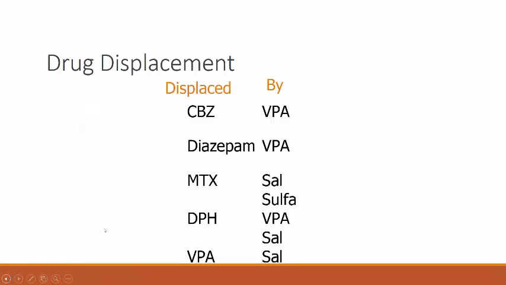Whoopsie. Also, here's a list, and again, I don't expect you to memorize these, but it's a partial list. So carbamazepine can be displaced by valproic acid. They're both drugs that are used for anti-seizures, for seizure meds. Diazepam, which is a benzodiazepine that can also be used for seizures and other things, can be displaced by valproic acid as well. Methotrexate, which is used for cancer, it's also used for rheumatoid arthritis, it's used for other chronic inflammatory diseases, can be displaced by salicylic acid and sulfa.